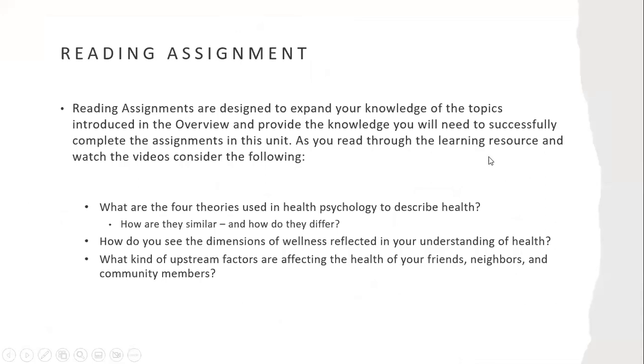So think about that. Really quick, your reading assignment for the week. Make sure that you understand what you're supposed to read, what chapters, what pages, and then to answer these types of questions. What are the four theories used in health psychology to describe health? How are they similar? How do they differ? And we'll go over that a little bit today. How do you see the dimensions of wellness reflected in your understanding of health? And what kind of upstream factors are affecting the health of your friends, your neighbors, and your community members?